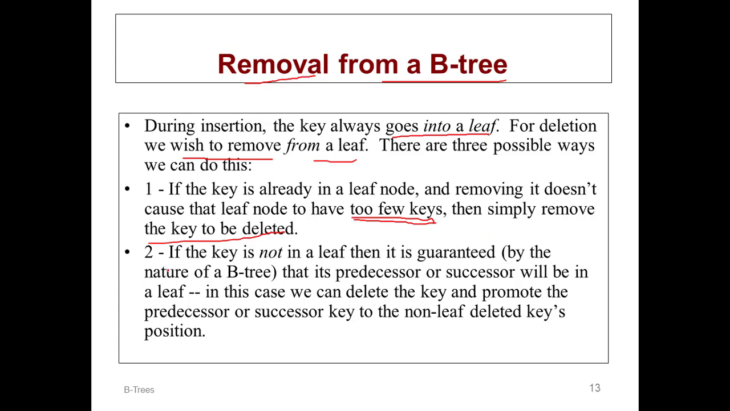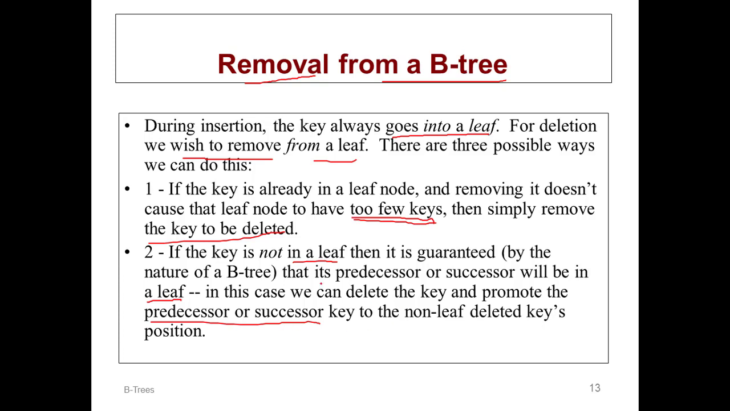If the key is not in a leaf, that is, it is a non-leaf node, then it is guaranteed by the nature of a B-tree that its predecessor or successor will be in a leaf. In this case, we can delete the key and promote the predecessor or successor key to the deleted key's position. We already know about predecessors and successors with respect to a particular node.